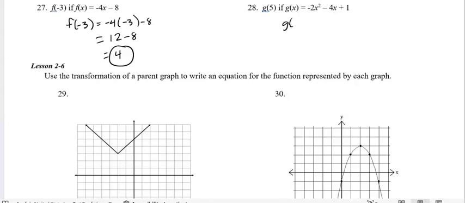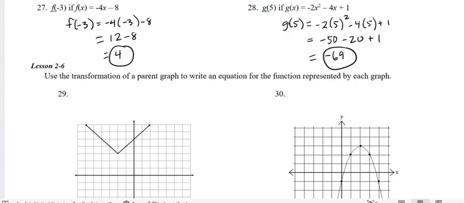And then over here, we're going to evaluate g of 5. Input 5 in place of x. And evaluate, or see what the output is. So 5 squared, make sure you do exponents first. 5 squared is 25. 25 times negative 2 is negative 50. And then this will be minus 20, and then plus 1. Negative 70 plus 1 is negative 69.